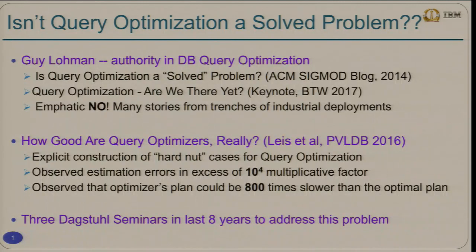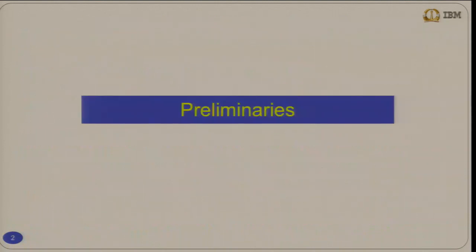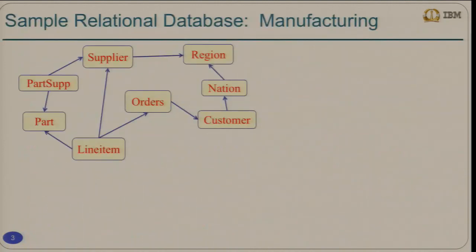In the last 8 years, there have been several Dagstuhl seminars focusing on this particular problem. For the next few charts, I am going to take one example query and introduce all the concepts with respect to that. So this is a schema diagram for a database from the manufacturing sector.